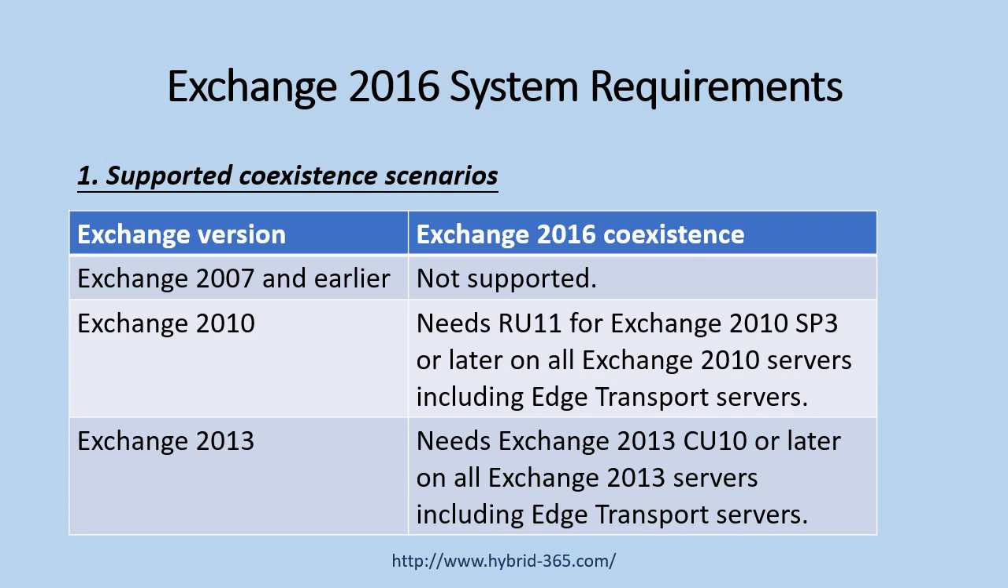As shown in the slide, if you have Exchange 2007 or any earlier version of Exchange running in your environment, you cannot install Exchange 2016. If you have Exchange 2010, you need RU11 for Exchange 2010 SP3 or later on all Exchange 2010 servers including Edge Transport servers, before installing Exchange 2016. In the same way, Exchange 2013 needs to be updated to minimum CU10 before installing Exchange 2016.